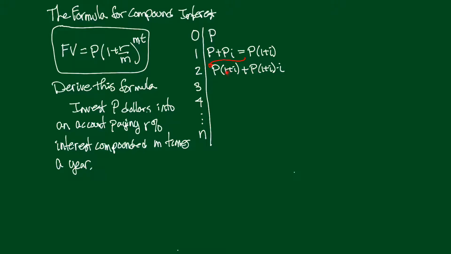factor. P times 1 plus I is common to both those terms. So I'm going to factor that out. So we've got p times 1 plus I times, so what's left here? Well, I took a p times 1 plus I out of here, so there's a 1 left, and then I took this out, so there's an I left. So what's left is a 1 plus I, but then look at this, 1 plus I times 1 plus I, we'll have p times 1 plus I squared.